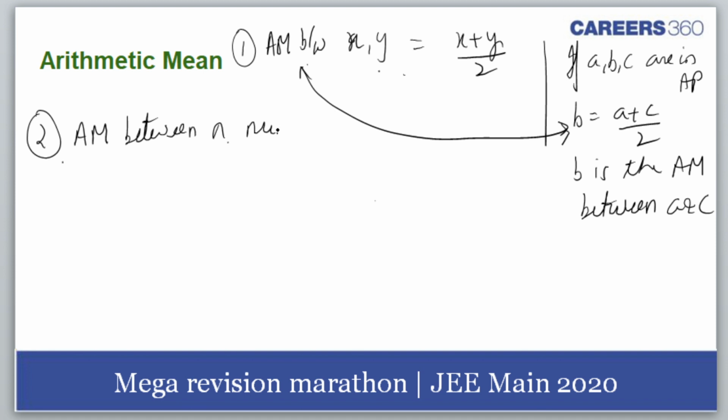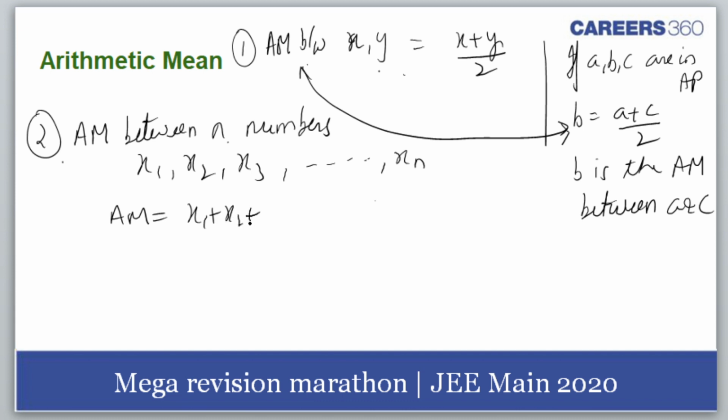Between n numbers. So the arithmetic mean between n numbers, let us say the numbers are x1, x2, x3 and so on. The arithmetic mean is given by x1 plus x2 plus x3 and so on till xn, divided by n. That is the arithmetic mean between n numbers.